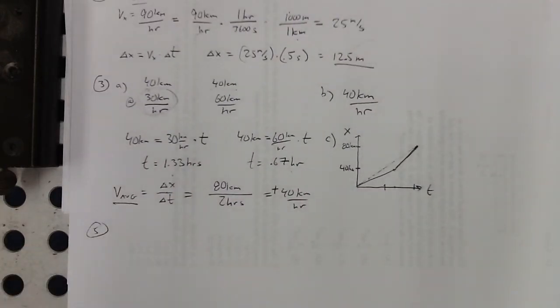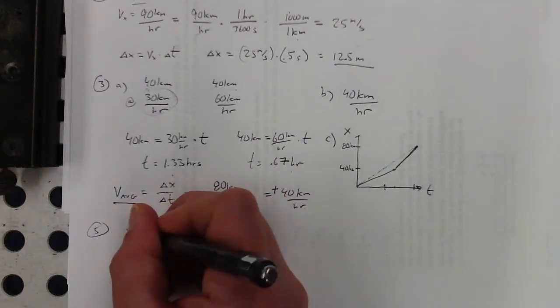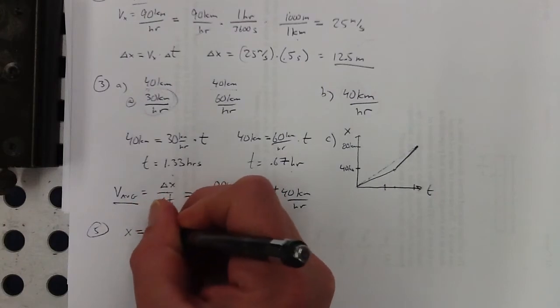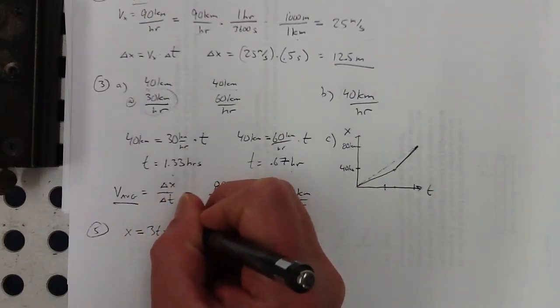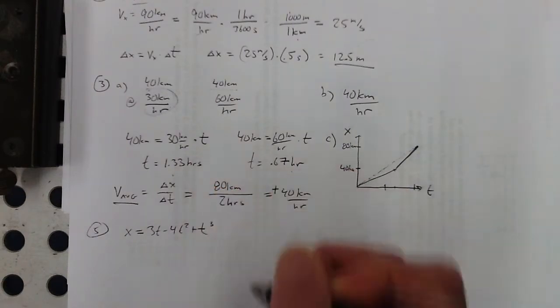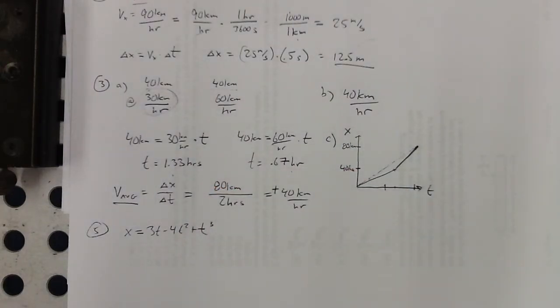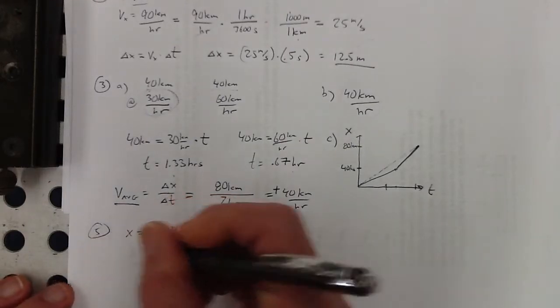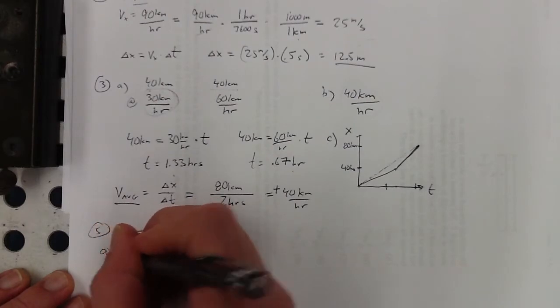Number 5. The position of an object moving along an x-axis is given by x equals 3t minus 4t squared plus t cubed, where x is in meters and t is in seconds. Find the position of the object for the following values. Okay, let's just go ahead and do that. It should be easy.